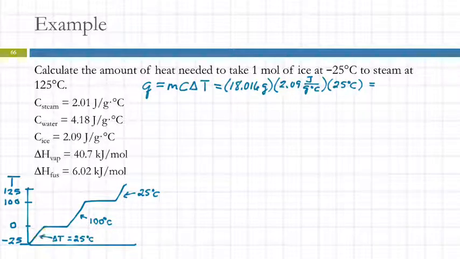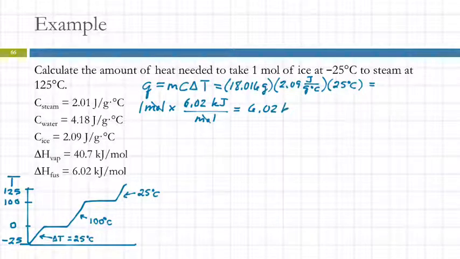The flat place is where we have the ice melting. And so we're going to use the heat of fusion, and we don't need an equation, we just use that as a conversion factor. So we have 1 mole of ice, and we're going to multiply by the heat of fusion, 6.02 kilojoules per mole. The moles cancel out, and that doesn't even require a calculator, 6.02 kilojoules of energy. Okay? This next segment, what do we do there?